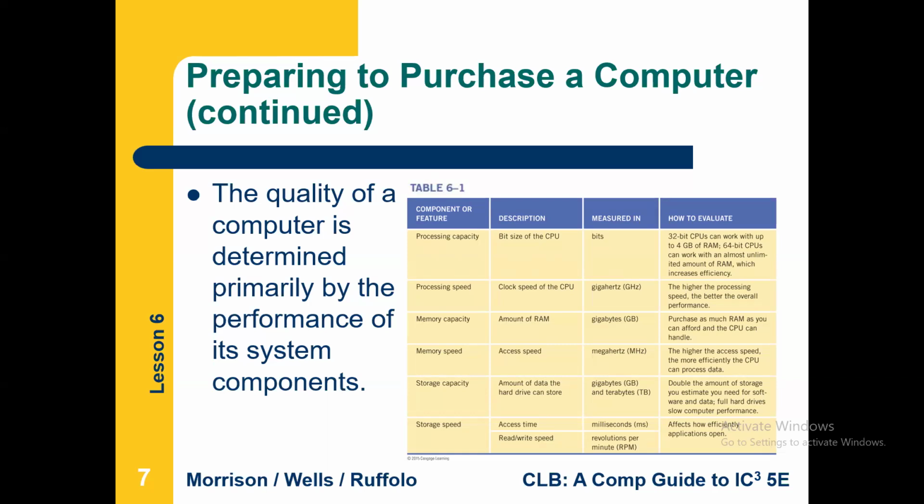So if you are going in for a computer and you have a 32-bit system and I have a 64-bit, then that means that I can process more data than you. So the processing capacity is usually measured in bits, which is the amount of bits that can be processed at a single time. Then you also have to look at the processing speed.